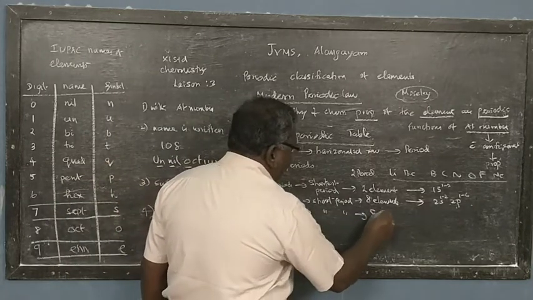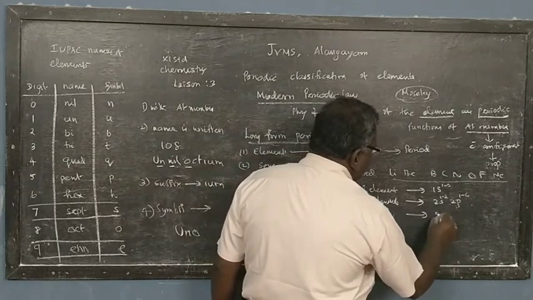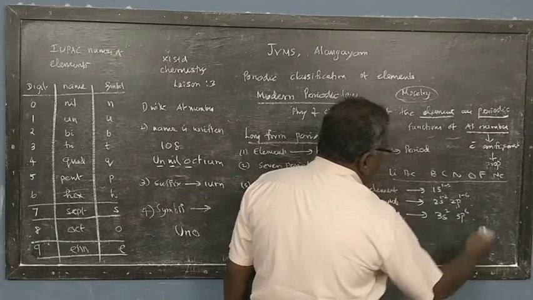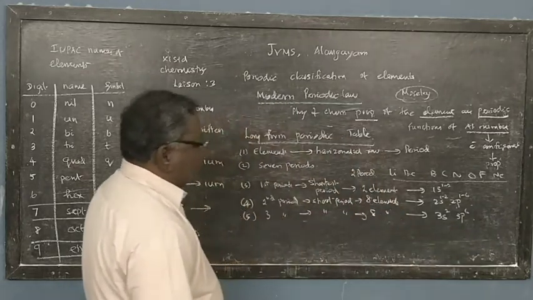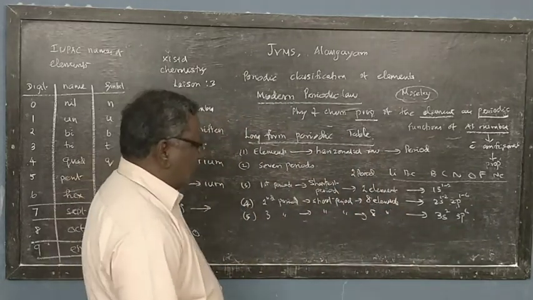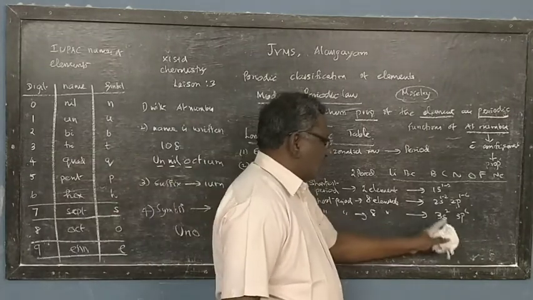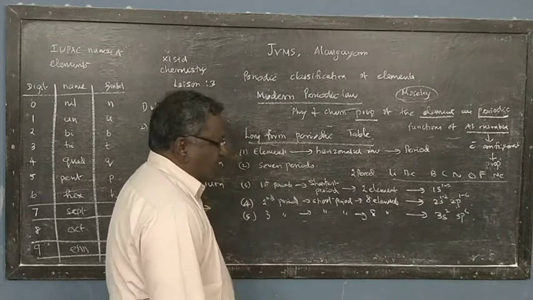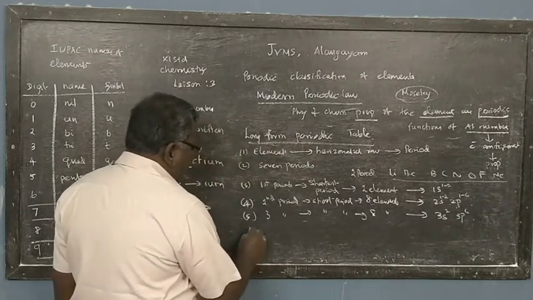The third period is also having 8 elements. In this, 3s and 3p are being filled. So this is the third period. It has 8 elements. The first one is 3s1 and the last one will have 3p6.